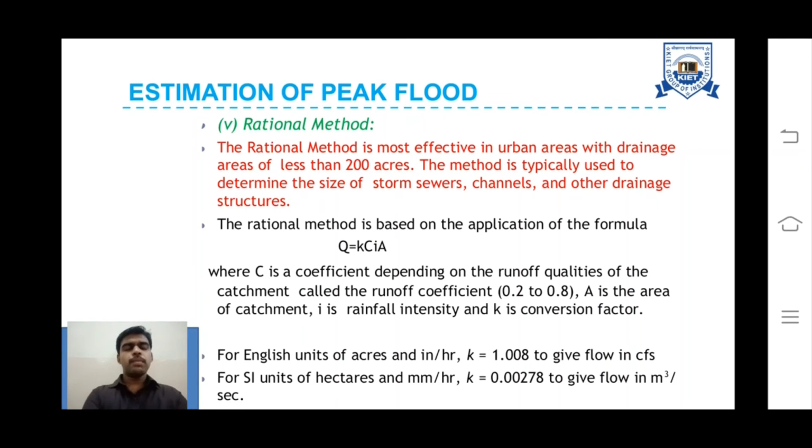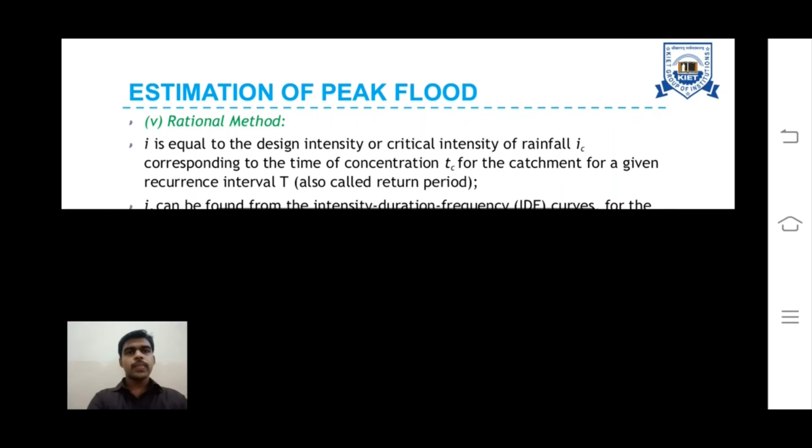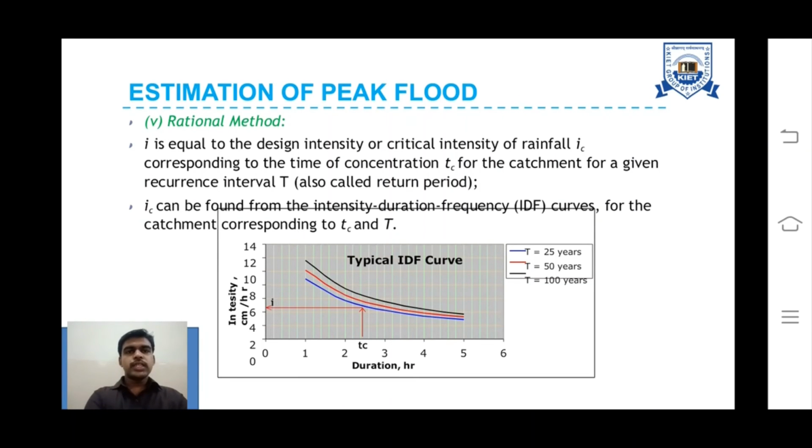So we have to keep in mind the rational method, based on the application of the basic formula Q equal to KCIA. Here comes the rational method continuation, by plotting the graph depending upon the intensity as well as the duration. I is equal to the design intensity or critical intensity of the rainfall corresponding to the time of concentration at the recurrence interval.